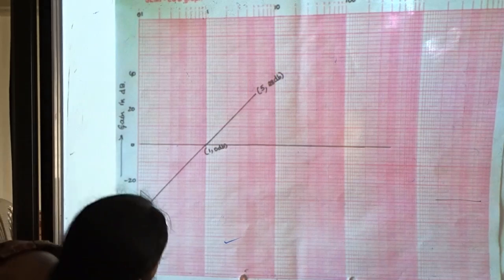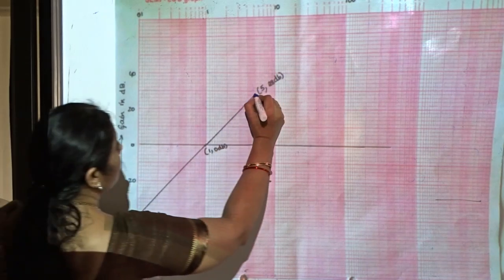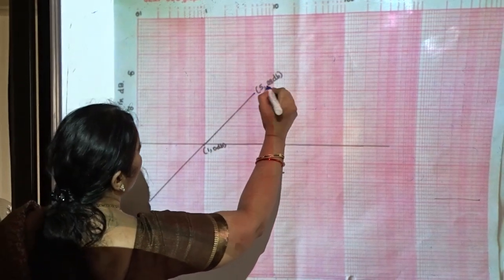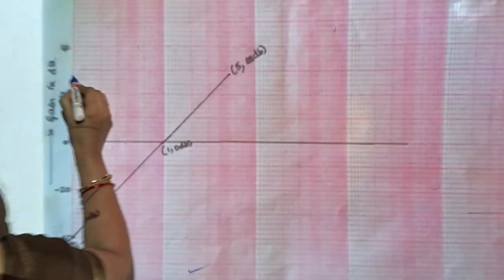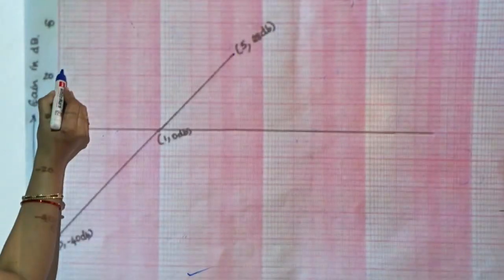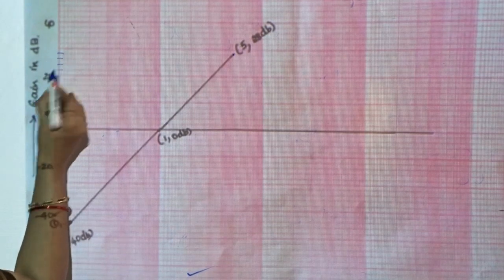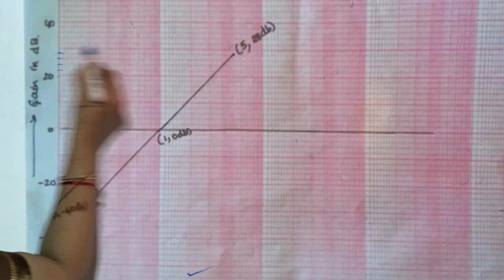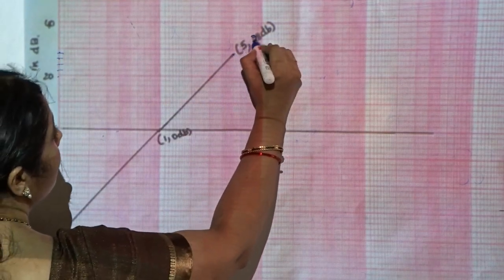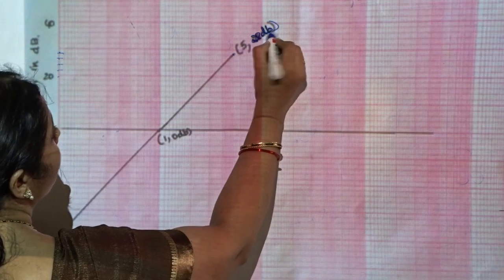I have extended the line exactly till this point. And what will be the magnitude? So now what is the coordinate? It is 5, 28. This is 20, and each step is 22, 24, 26, 28. So this is 5, 28 dB.